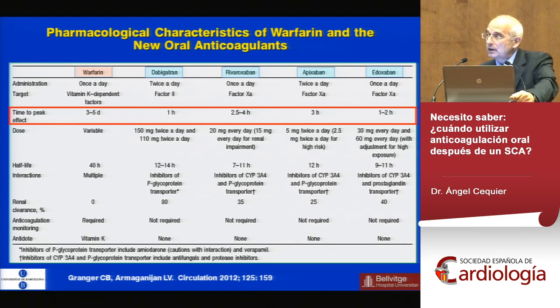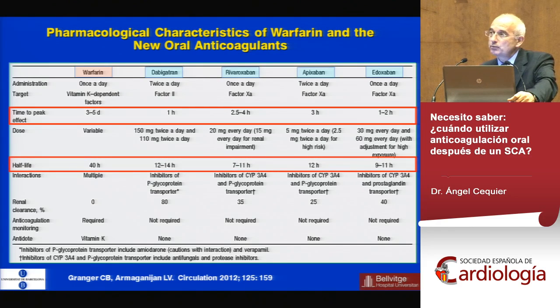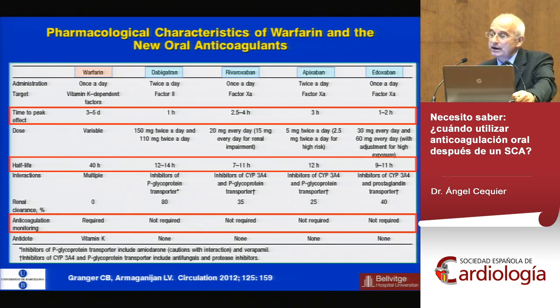Tanto porque su pico de acción es mucho más corto, son horas en comparación a los días que tiene la warfarina, como con respecto a su vida media, que es más corta, 12 o menos de 12 horas, mientras que la de la warfarina son 40 horas, y que también no requieren una monitorización de la anticoagulación en comparación a la warfarina, con lo cual la calidad de vida a largo plazo de los pacientes puede mejorar sensiblemente.